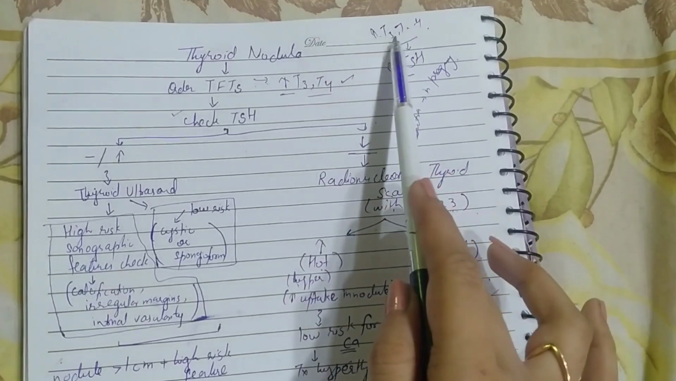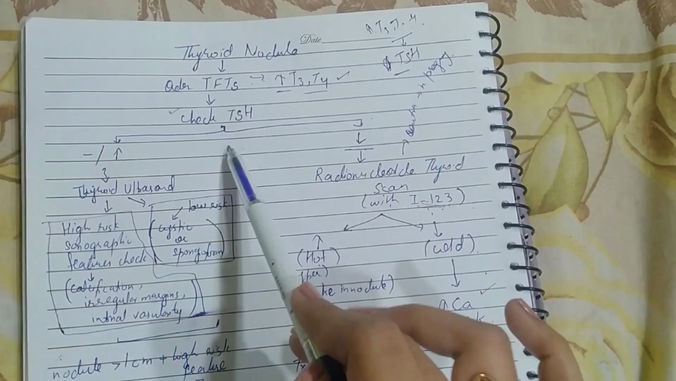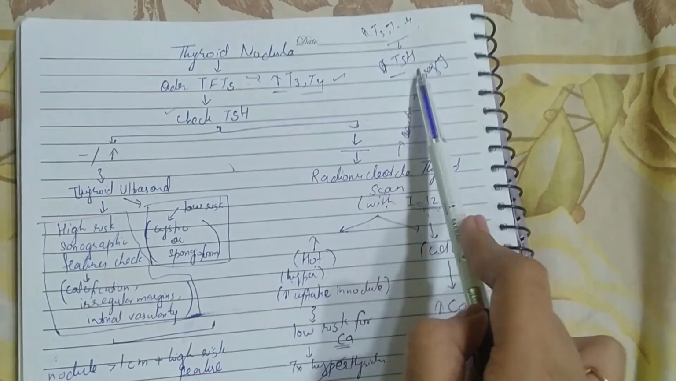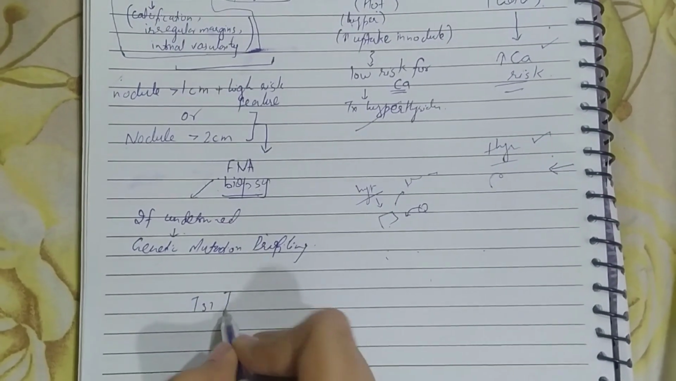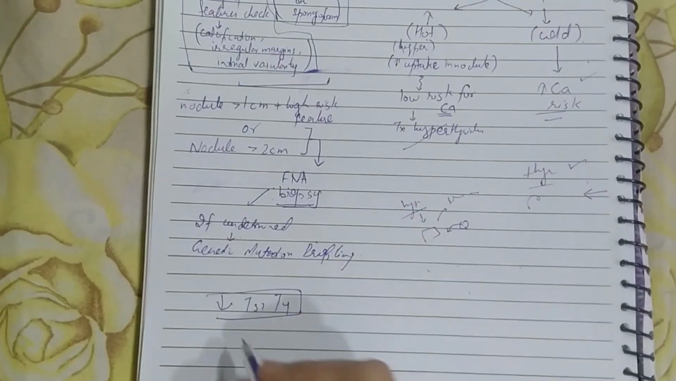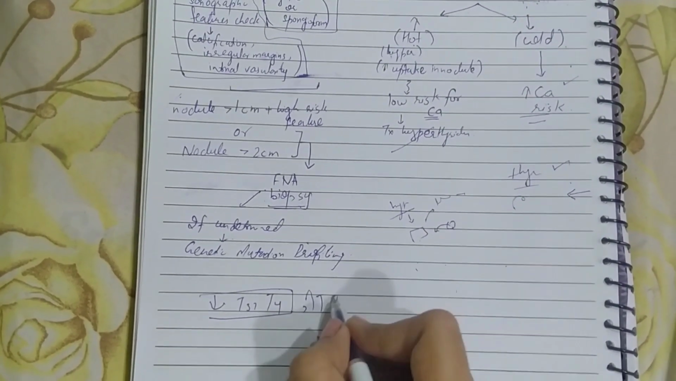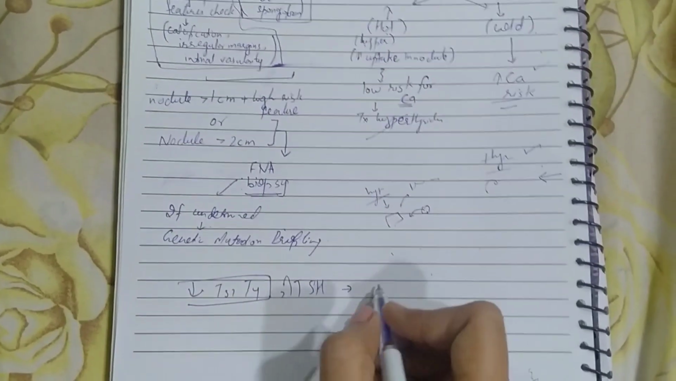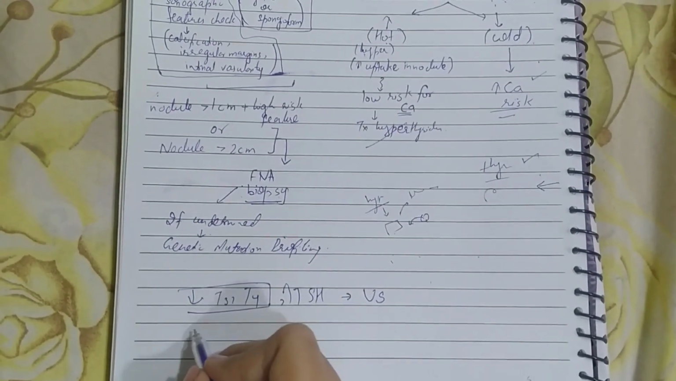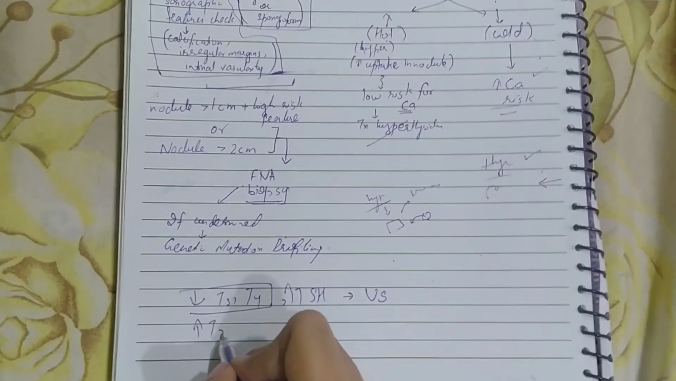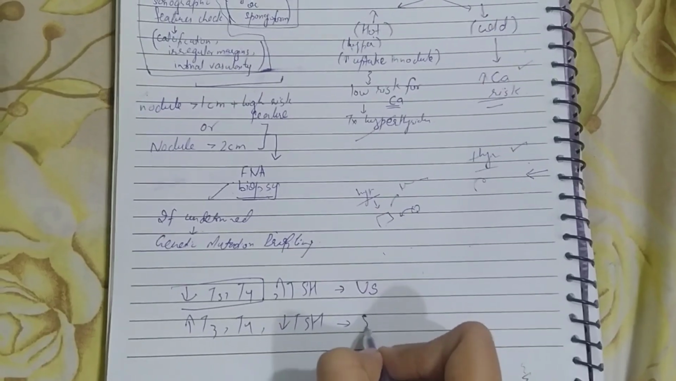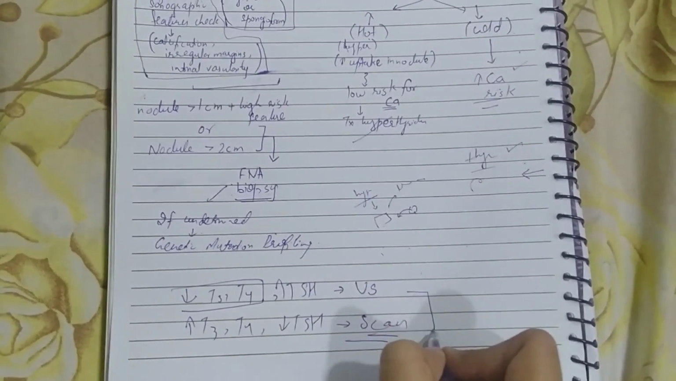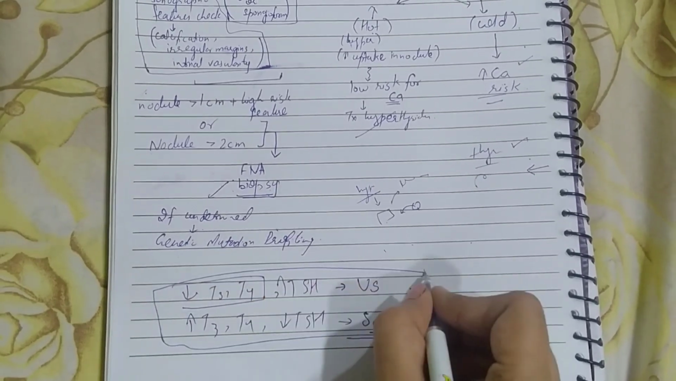But if we find T3 and T4 normal or decreased, we have to go for thyroid ultrasound. Get this in mind, because in most cases they do not give TSH: T3, T4 decreased, TSH increased, we go for ultrasound. T3, T4 increased, TSH decreased, we go for scan. Okay, so this is the whole summary.